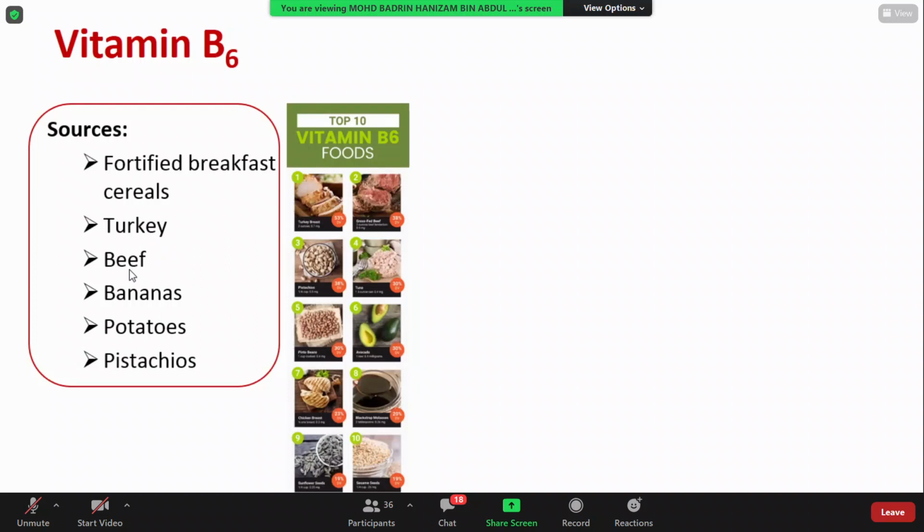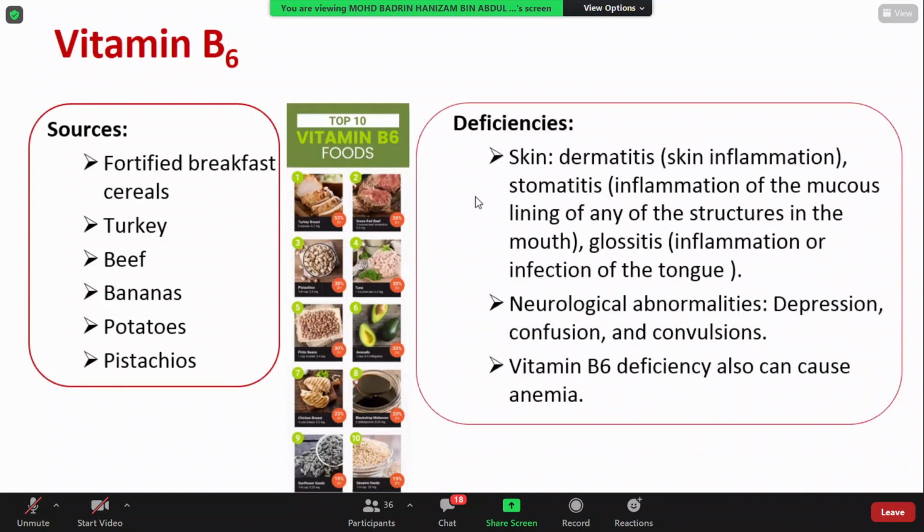So where can you get this vitamin B6 from? Breakfast cereal, turkey, beef, bananas, potato, and pistachio. Not limited to these types of foods, but these are the foods that contain the highest amount of vitamin B6.